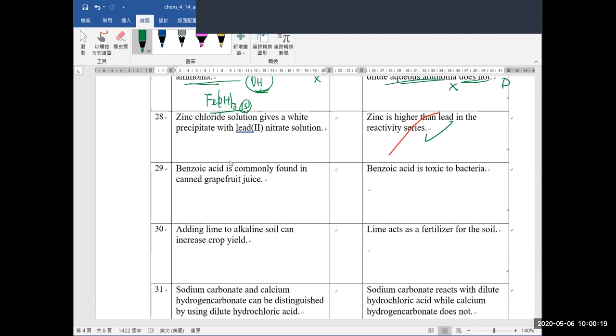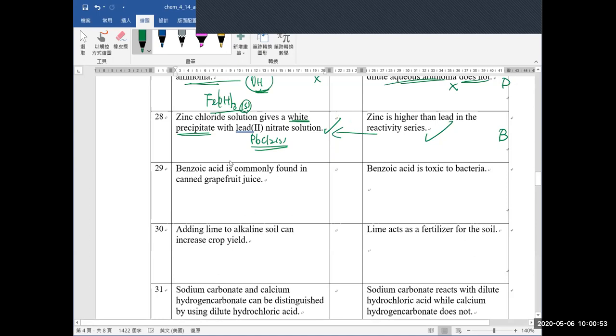Zinc chloride solution gives a white precipitate with lead 2 nitrate. What is that? Precipitate. Now this separate statement is also correct. Yes, the precipitate is in the form of lead 2 chloride. If both are correct, you have to judge whether it's A or B. Yes, cannot be explained, it's B.